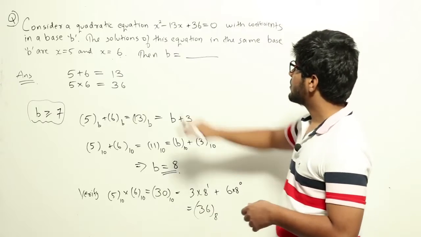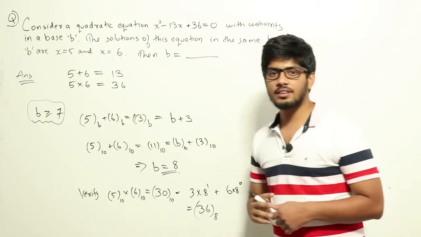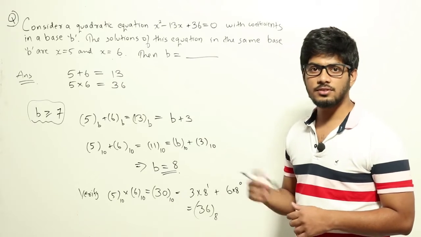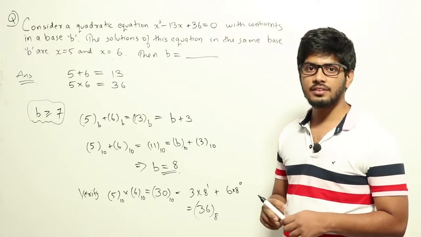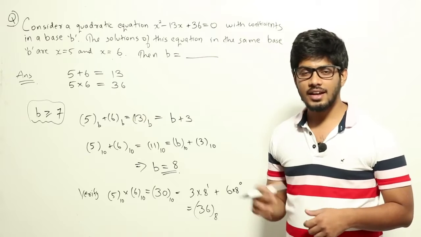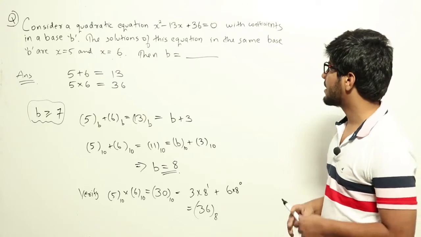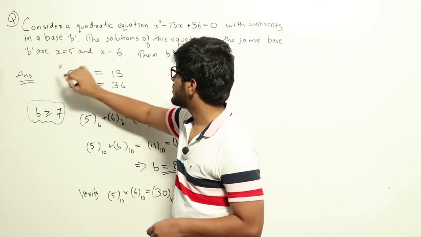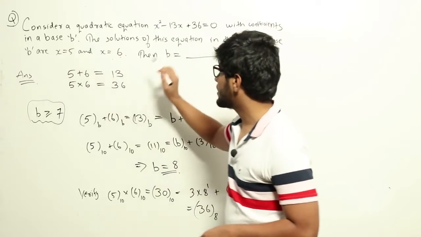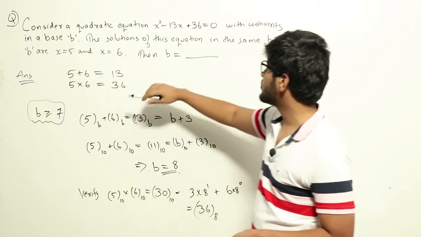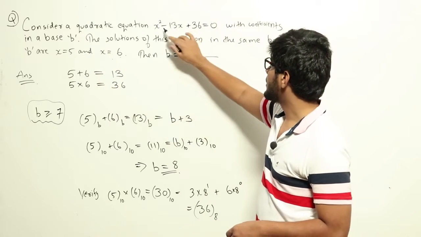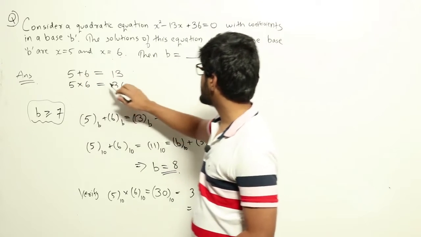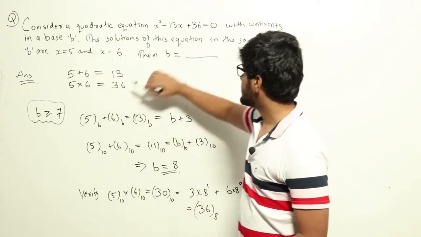Okay. Now suppose we have a quadratic equation ax square plus bx plus c. If we have two solutions given, then the sum of the solutions would be equal to minus b by a and the product of the solutions will be c by a. So here we have been given that the solutions are 5 and 6. In that case 5 plus 6 will be equal to minus b by a, that is minus of minus 13 by 1, that is 13, and the product 5 into 6 will be c by a, that is 36.